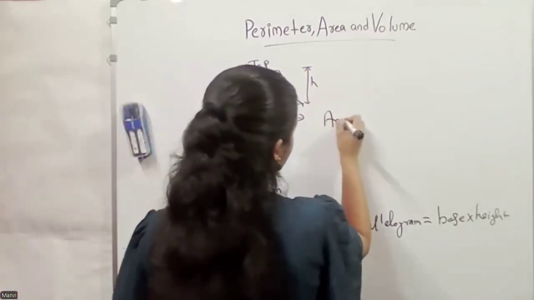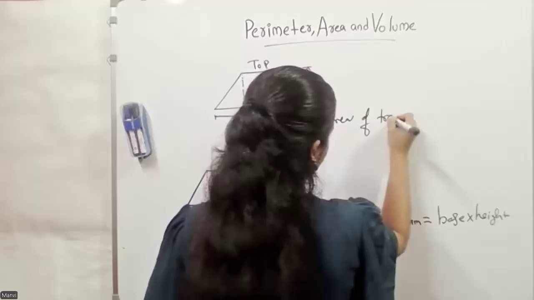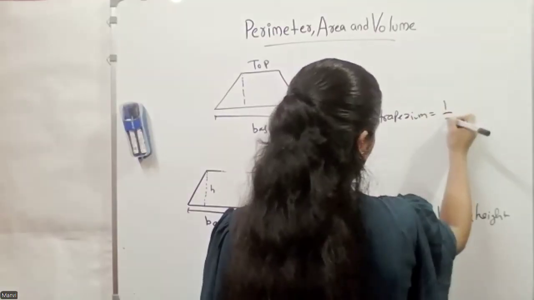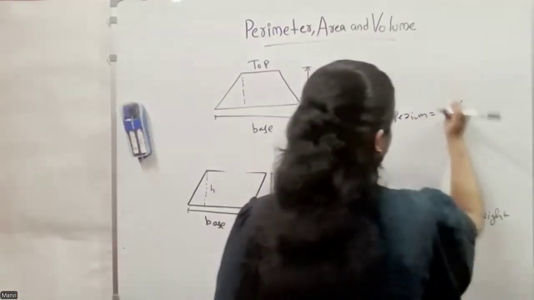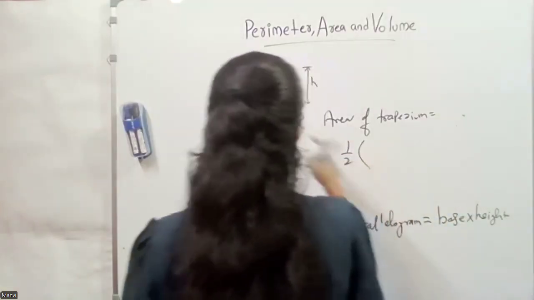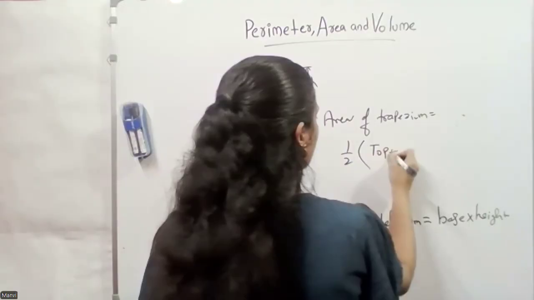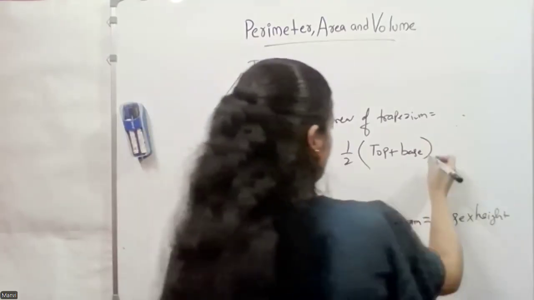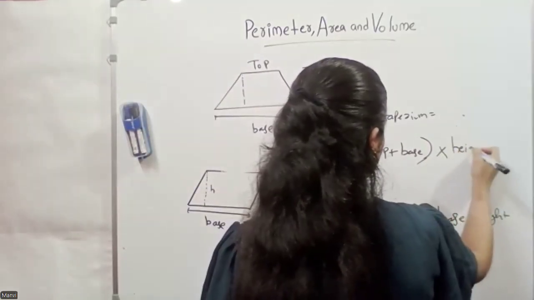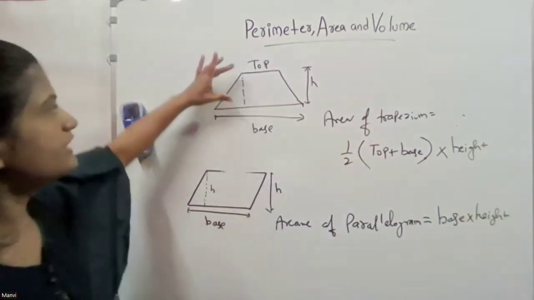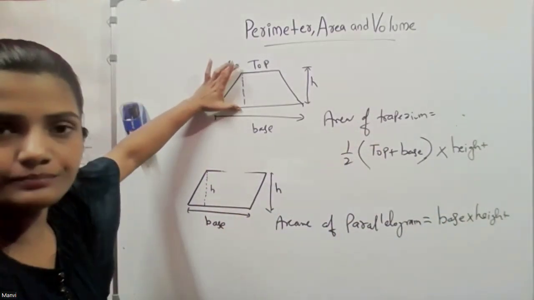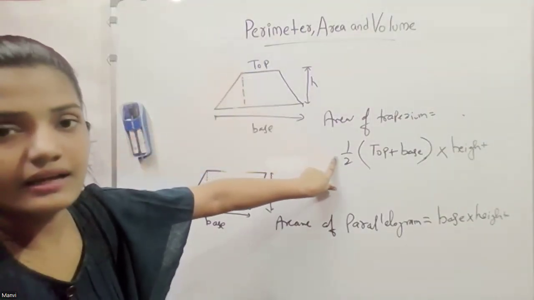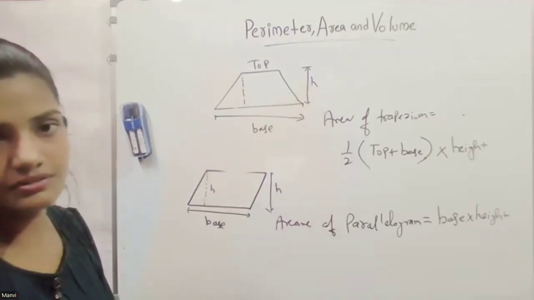So area of trapezium equals half times, you can write it this way, half times this top plus this bottom, which is base. Then times height. So we need to add the top side and bottom. Then what about the height? Multiply this with half and times height.